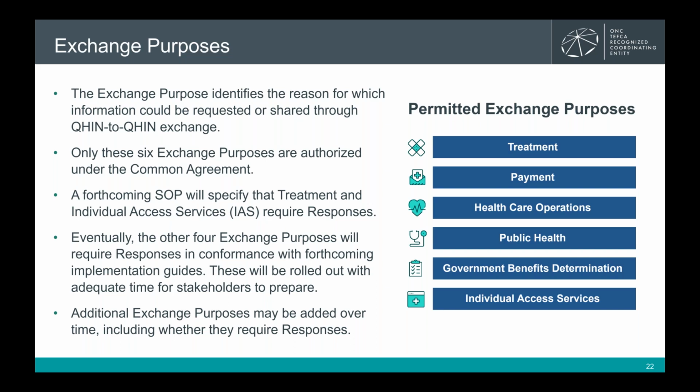Are the response requirements flow down requirements? We don't have that authority. We can only state that a QHIN must respond to it. How a QHIN sets it up with their individual participants is entirely up to them. However, we would expect that if a QHIN is required to respond, then they would make sure that all of their connections would be required to respond.